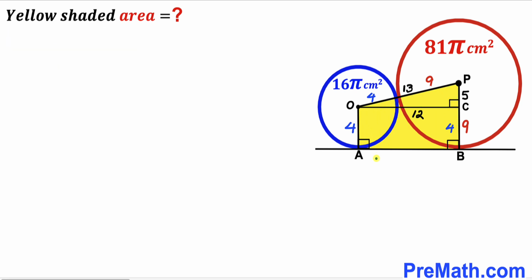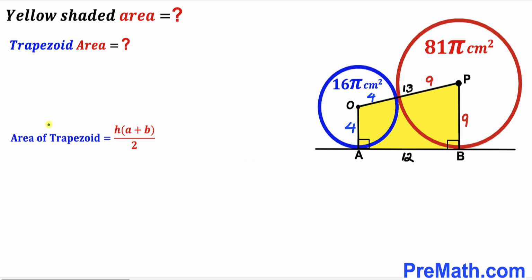And now let's make an observation. We can see that this AB length is equal to this OC length. If this OC length is 12, then this AB length is going to be 12 as well. And here's our final step. Now we are going to calculate the area of this yellow trapezoid. And now let's recall once again the area of a trapezoid formula. Area equals height h times the bases a plus b all over 2. And in our case, our bases are 4 and 9. And the height of this trapezoid is 12.